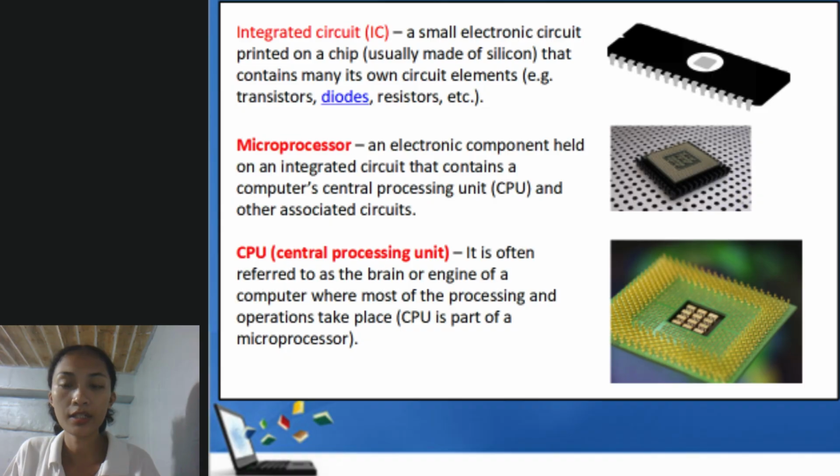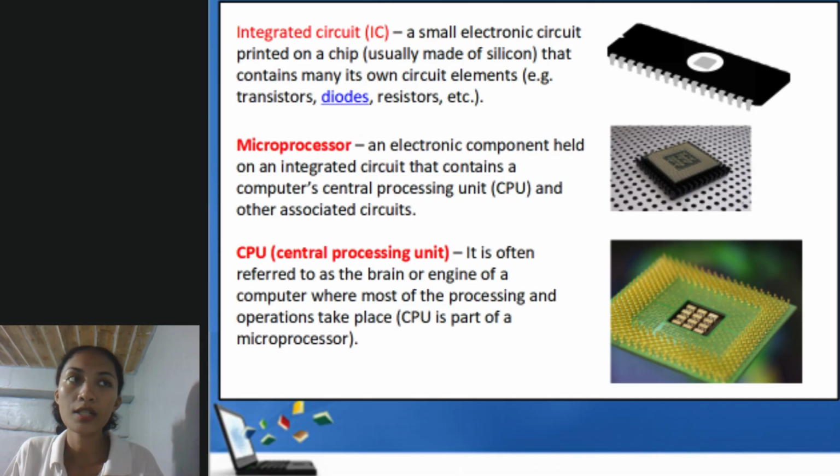The integrated circuit, which is the third generation, is a small electronic circuit printed on a chip, usually made of silicon, that contains many circuit elements of its own. Examples: transistors, diodes, resistors, and a lot more. So this is the integrated circuit, or IC.